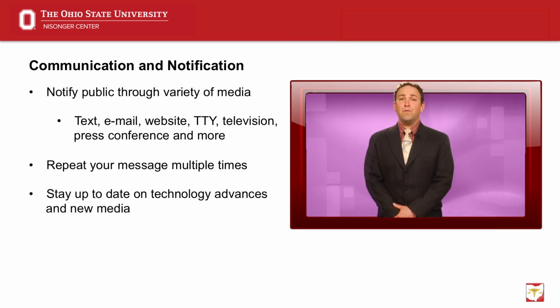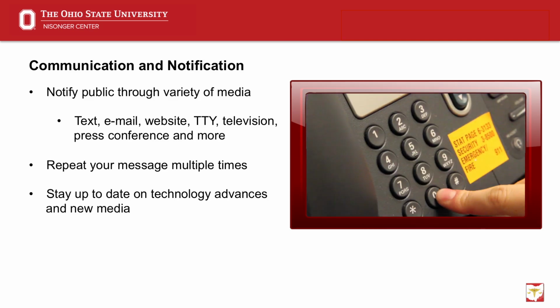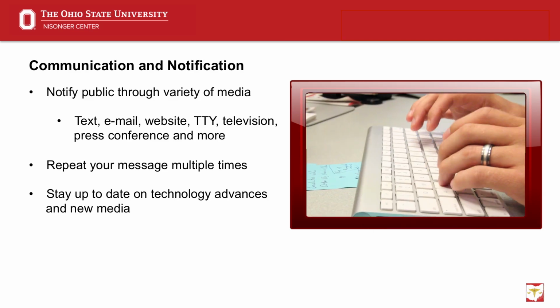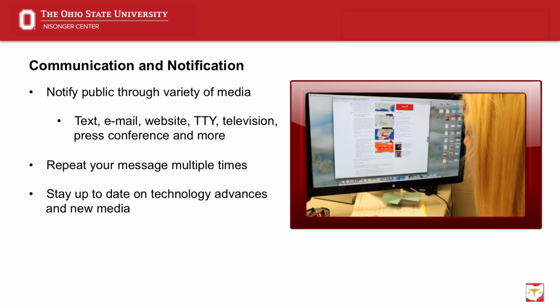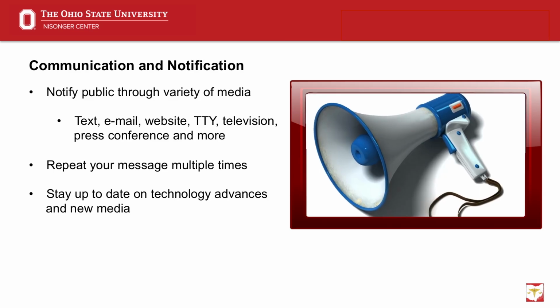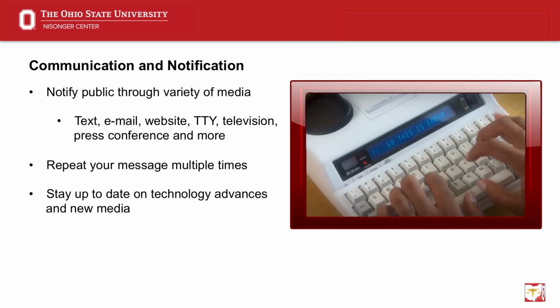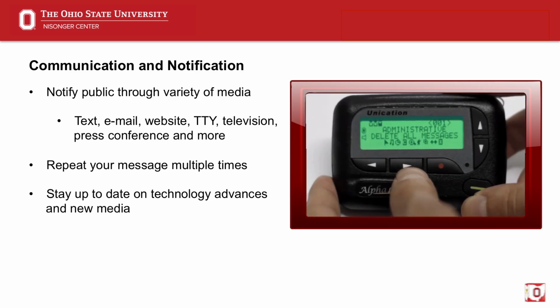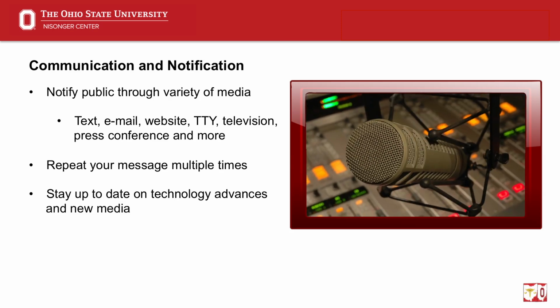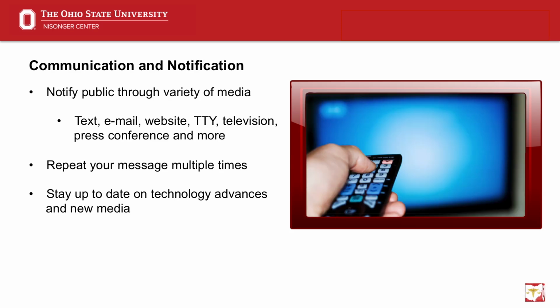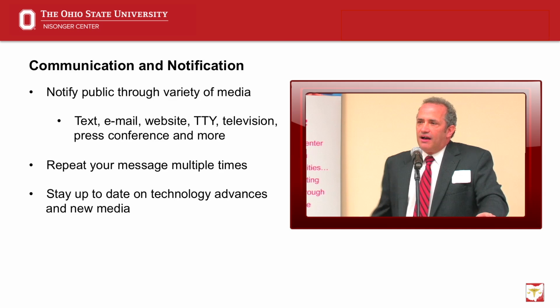sign language. Therefore, it is best to notify the public about emergencies through a variety of media. This can include using the telephone, text messages, email, social media, your agency's website, loudspeakers, pictograms, auto-dialed teletypewriter or TTY messages, pagers, video relays, radio alerts, in-person notification, and television alerts and press conferences.